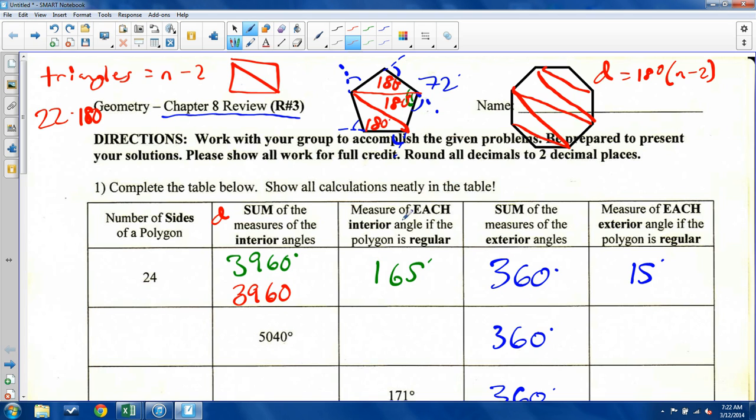If I wanted to find the measure of each interior angle of a 24-sided shape, I take the sum of my interior angles, and then I divide by the number of sides, 24, or the number of angles, better yet, and you get 165. When you have 165 for your interior angles, your exterior angles can be found because these are supplementary. So 165 plus, if we call that x, is 180. You subtract 165 from 180, you get 15. And then you can double, triple check this if you need to. 15 times 24 is 360.